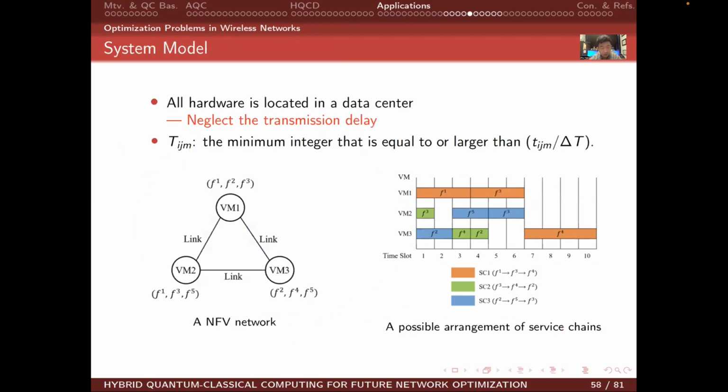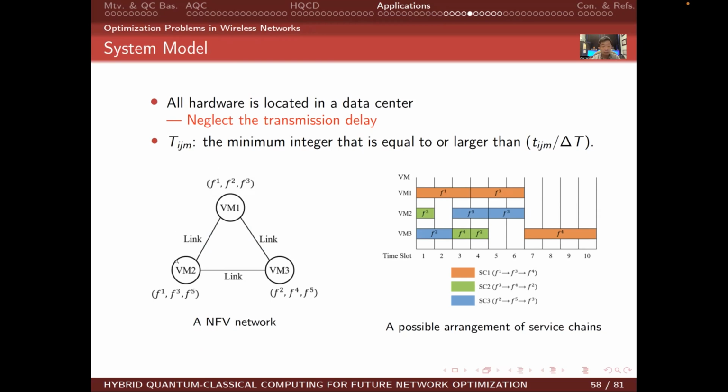And so here, for a specific model, we assume all the hardware is located in a data center. This is a limited scope, but you can extend this work to much more variety. And then we neglect the transmission delay. And here T_jm is a minimum integer that is equal to or larger than this.